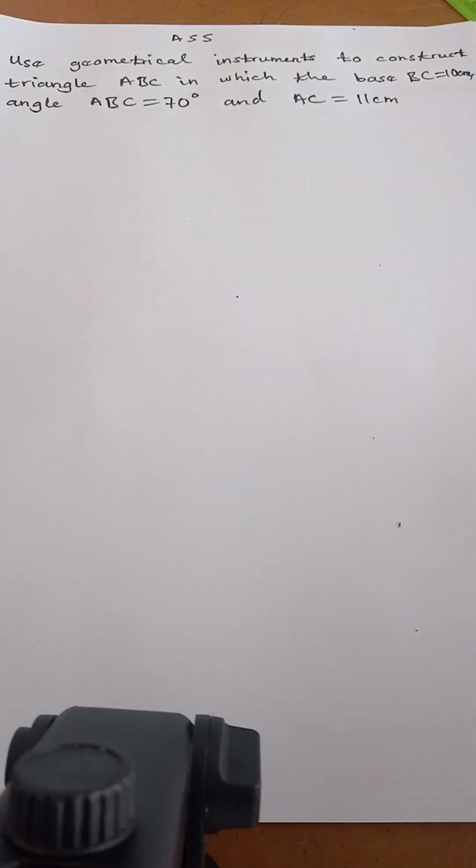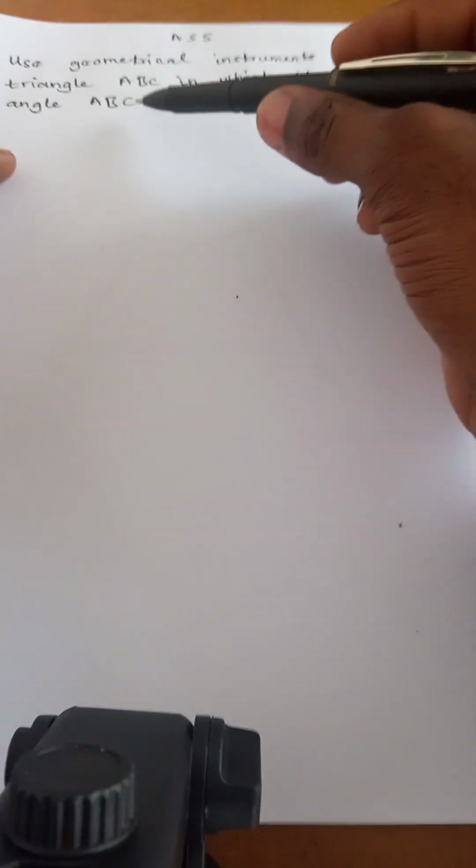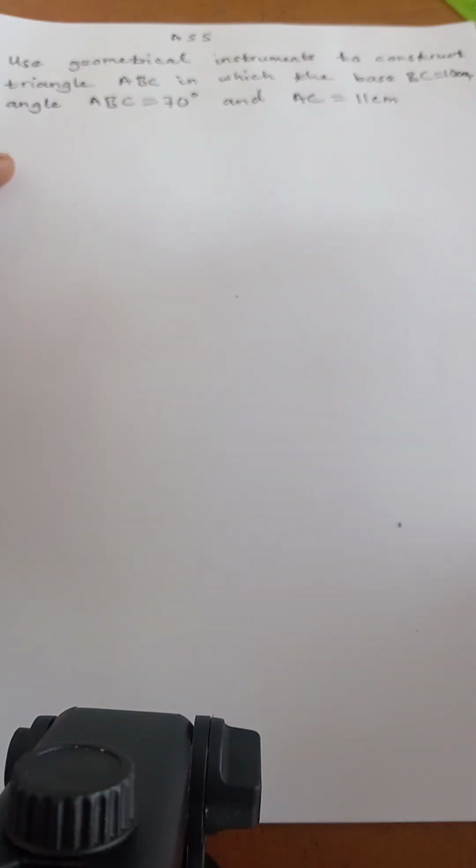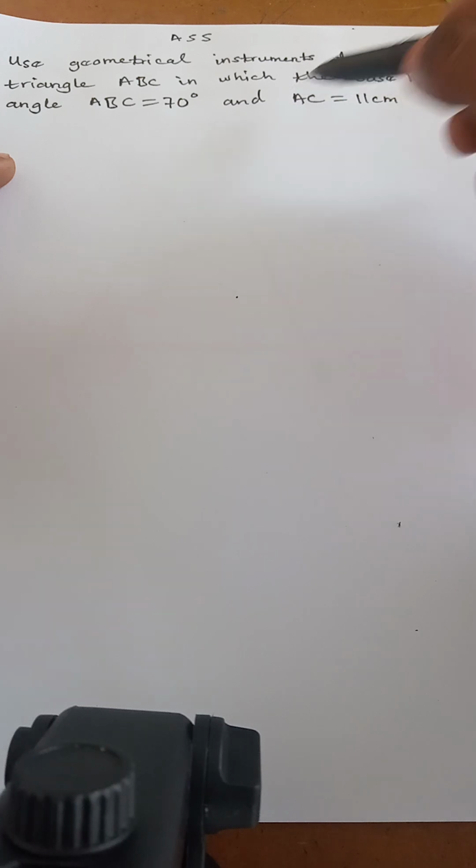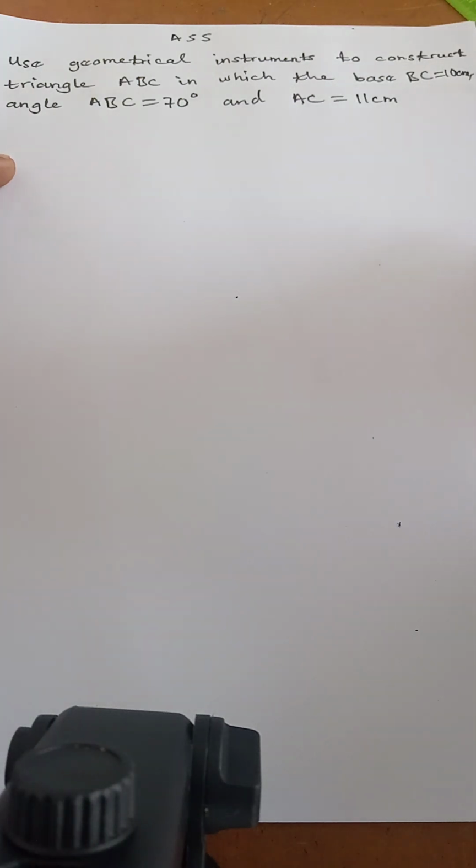Okay, so here is another condition. Use geometric instruments to construct triangle ABC in which the base BC is 10 centimeters, angle ABC is 70 degrees, and AC is 11 centimeters.